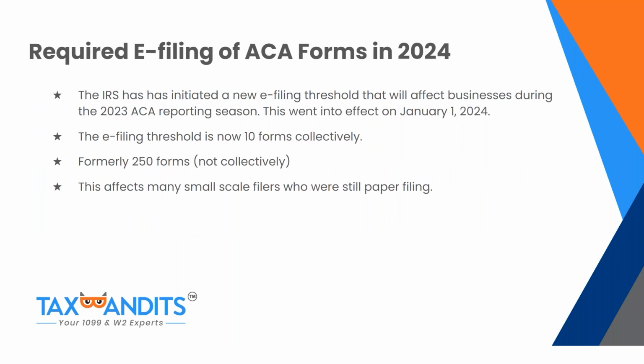Required e-filing of ACA forms in 2024. The IRS has initiated a new e-filing threshold that will affect businesses during the 2023 ACA reporting season. This went into effect on January 1st of 2024. The e-filing threshold is now 10 forms collectively instead of the 250 forms not collectively that it was previously. This affects a lot of small scale filers who were still paper filing.